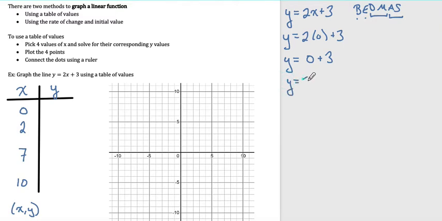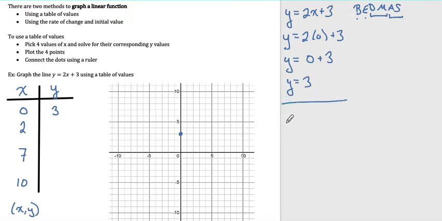So y equals 3. So when x is 0, y is 3, which means the line has to go through the point (0, 3). We don't move any side to side, and then up 1, 2, 3. We have to go through this point here. We're going to do the same thing for the rest of these points. We're going to keep solving for y given x.